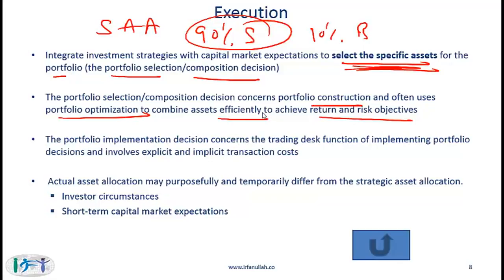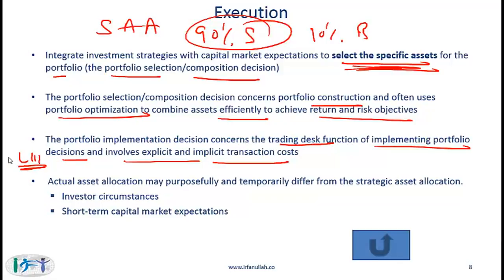And obviously it needs to take into account the risk and return objectives. Next, the portfolio implementation decision concerns the trading desk function of implementing portfolio decisions and involves explicit and implicit transaction costs. This material is covered in a lot of detail at level 3, but the basic idea is that once you've decided to buy, then you need to tell the trading desk to go buy.